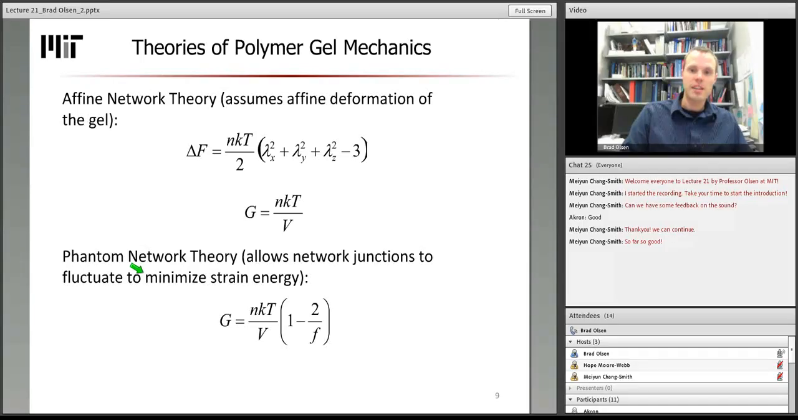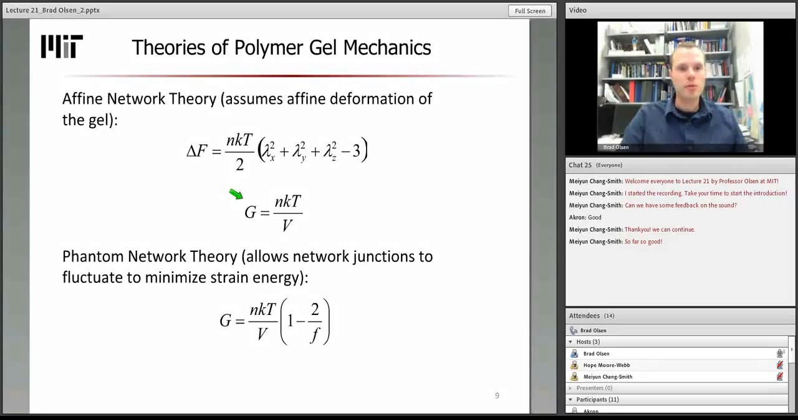In this case, the free energy of deformation, delta F, can be written as the number of polymeric strands in the gel, multiplied by kT, the Boltzmann constant times temperature, divided by 2, and then times the extension ratio squared in each of the dimensions: lambda x squared plus lambda y squared plus lambda z squared, minus 3, where each of these lambdas is 1 for an undeformed structure, and greater than 1 or less than 1, depending on the value of the deformation in each given dimension. And so when one calculates what the shear modulus will be for this material, the shear modulus down here is G.